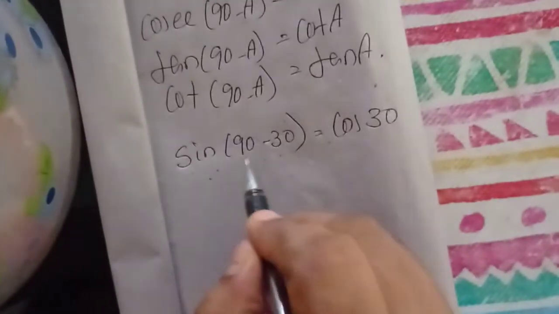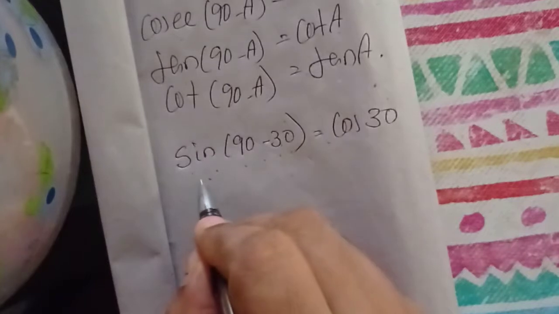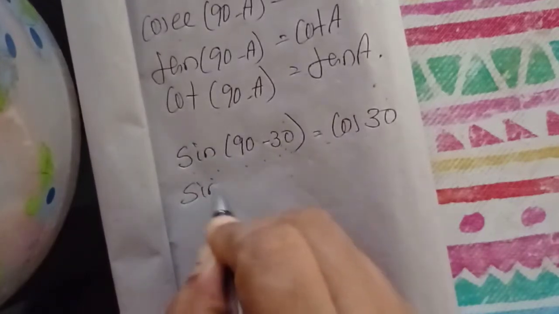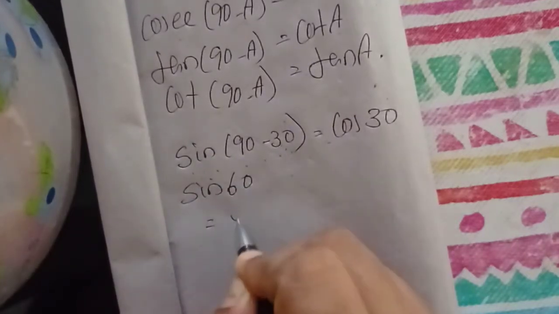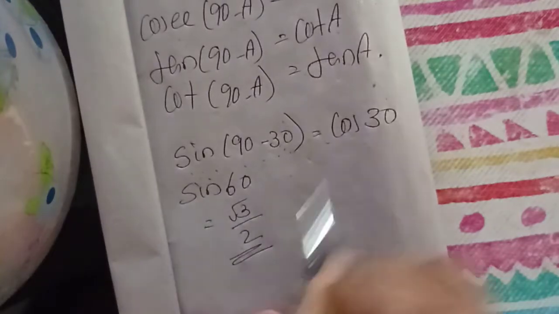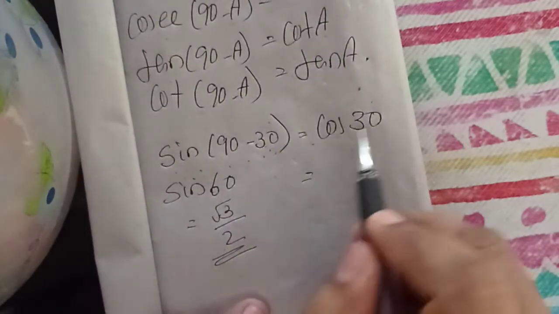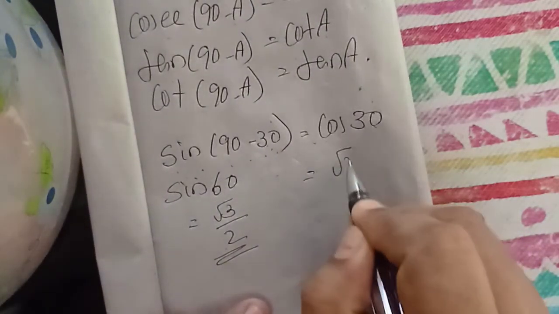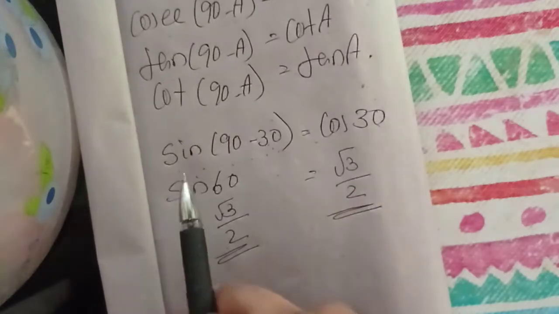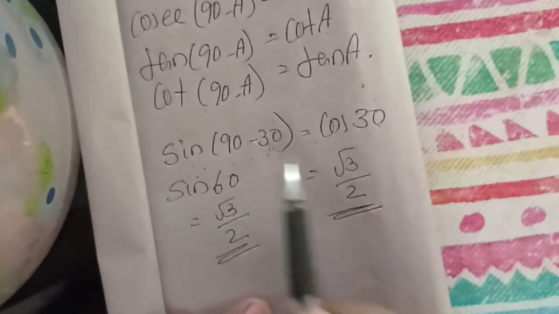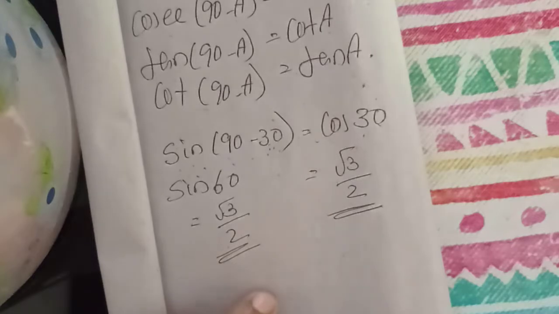Therefore, we can prove the result. What is sine 90 minus 30? Actually, sine 60, isn't it? What is the value of sine 60? Root 3 by 2. Then take the RHS. What is cos 30? Cos 30 is also root 3 by 2. Therefore, sine 90 minus 30 is the same as cos 30.